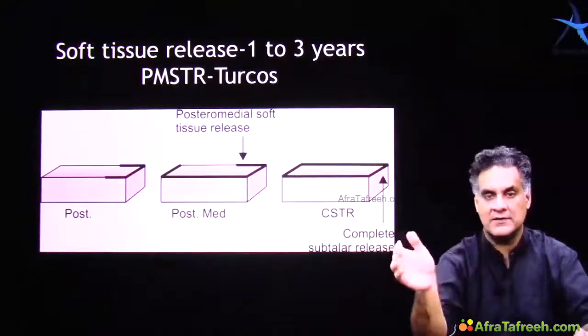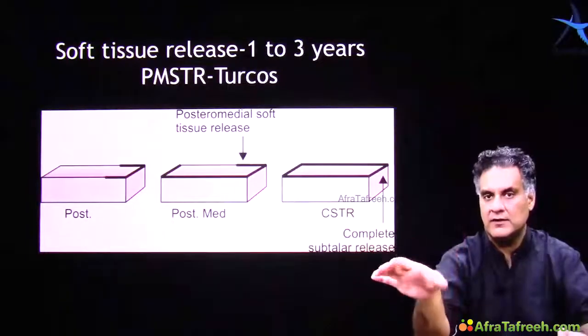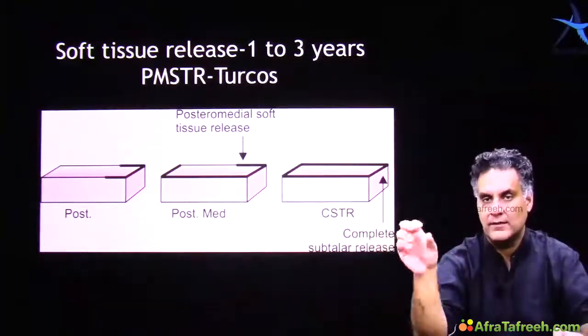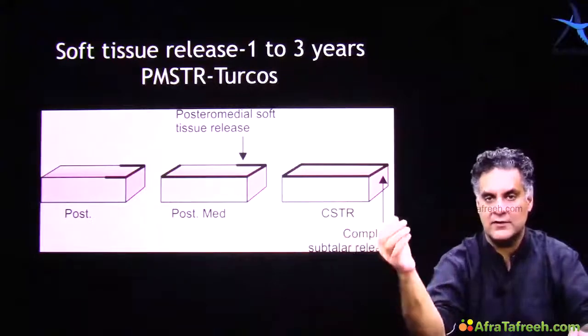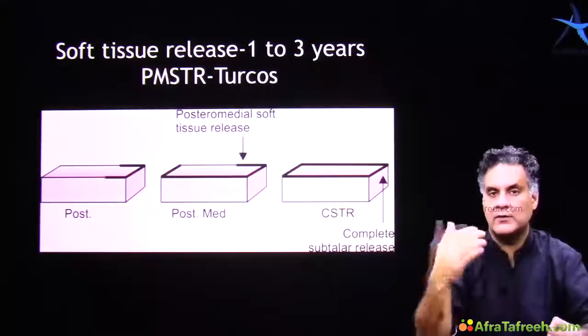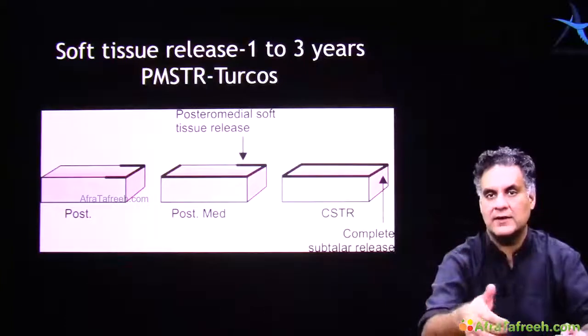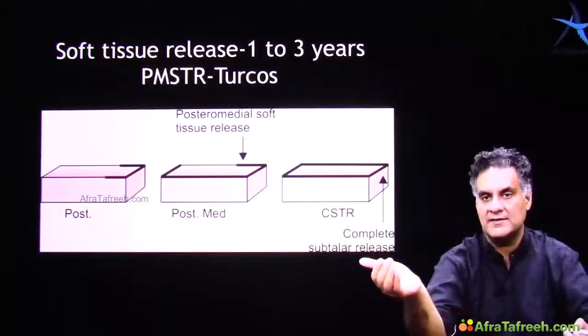If you don't achieve the correction, which is very rare, between 1 to 3 years, soft tissue release. Posteromedial soft tissue release is one of them, called as Turco's. Or you can do a total release all around, called as subtalar release, complete subtalar release, or CSTR.